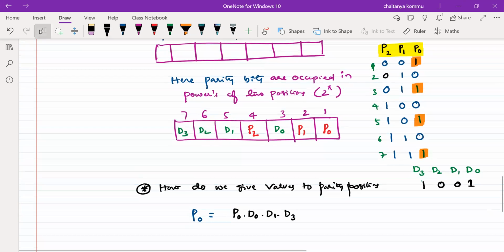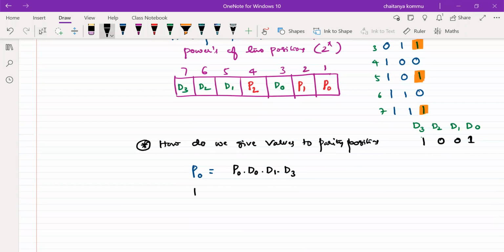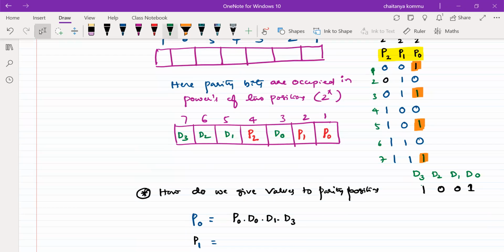So how am I getting this? P0 is occupying the LSB position of the parity information. Whenever you find a logic 1 in the given positions, those related bits I need to consider. Okay, that's it. Next, P1. So how do we get P1 now? Please respond.